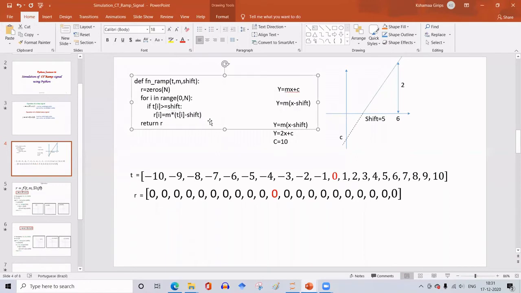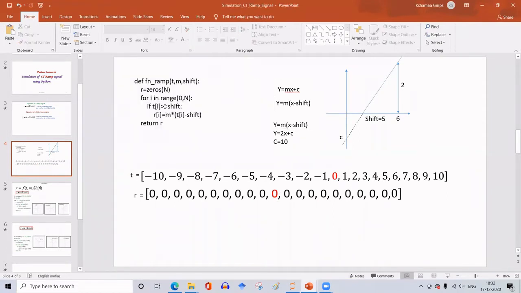Understood this? So you evaluate, find out the value of this R of I only if this condition is satisfied. If T of I is greater than or equal to shift, then you calculate that value of R of I and continue this loop until all the values of this I in the range from 0 to N get exhausted. And then once that loop is over, return the value of R. That is what the definition of the ramp. You understood that? Any doubt?